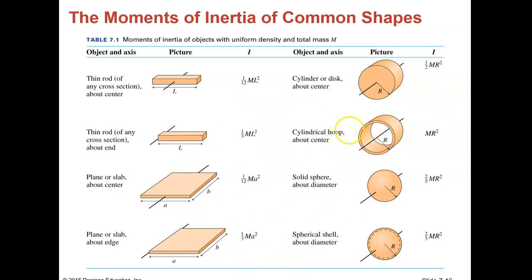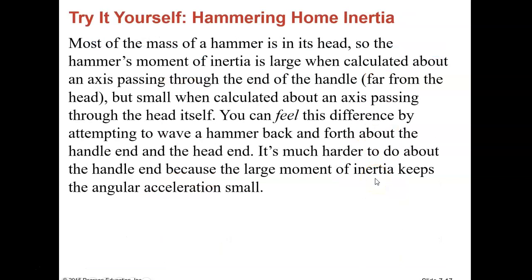The most common ones that are used often are the disks, the loops, and the spheres. Sometimes the planes of these things will be used, but a lot of what we've done in class so far has dealt with the rotation of spheres and disks. All right. So most of the mass of the hammer is in its head. So the hammer's moment of inertia is large when calculated about an axis, but it can be small if the axis is not on the head itself. So you can look at different torques by holding at different spots of the hammer.